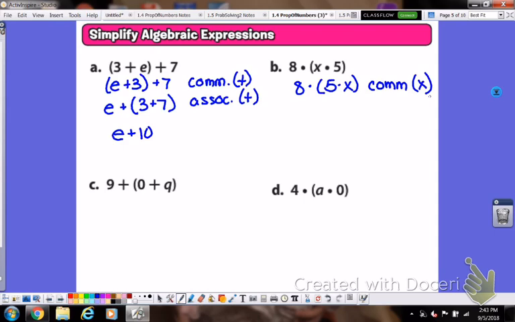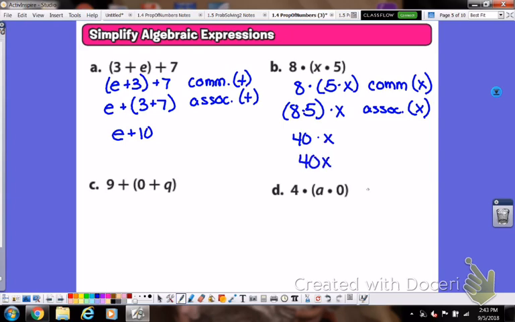We're multiplying this time. Now I want to group these two. So 8 times 5 is now grouped together, times x. That was our associative property of multiplication. And now I know that 8 times 5 is 40, times x. And we're going to rewrite this as just 40x.